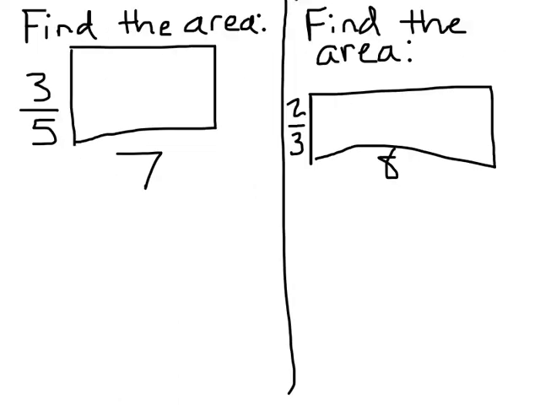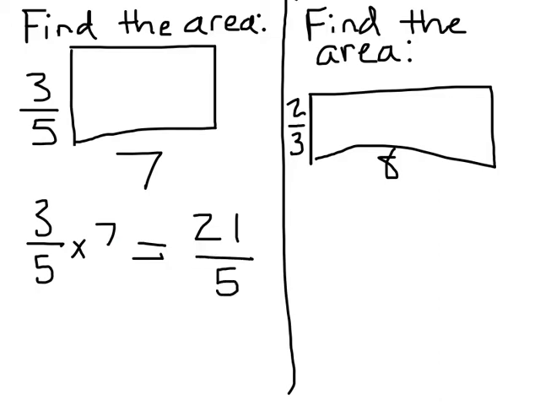Find the area of each rectangle. What operation do I use to find the area? I need to multiply. So to find the area of the first rectangle, I'm going to multiply 3/5 times 7. When I multiply 3/5 times 7, what improper fraction results? Well, when I multiply a whole number times a fraction, I'm going to multiply the numerator times the whole number. 3 times 7 is 21, and my denominator stays the same, 5.